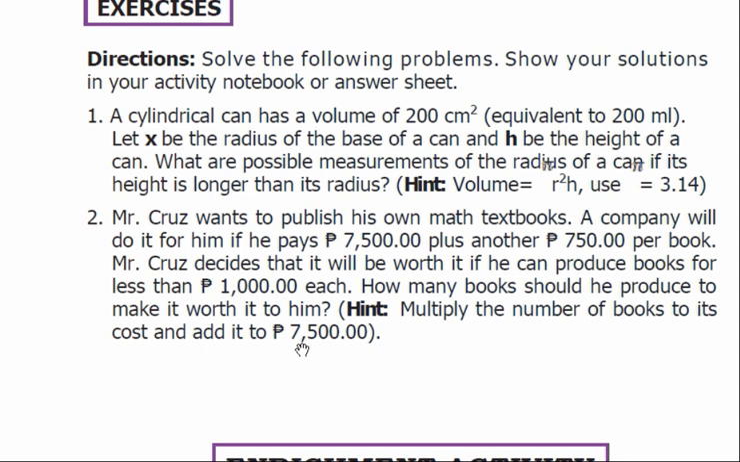Mr. Cruz also has to decide whether it will be worth it to produce the books. So of course, this is what we call the fixed cost. And the 750 per book is what we call the variable cost.